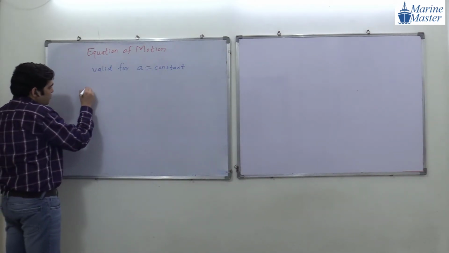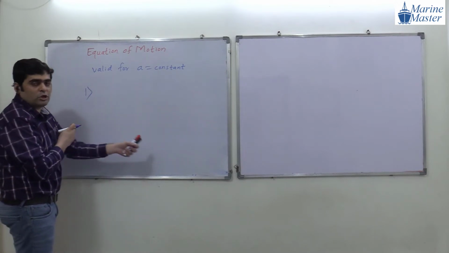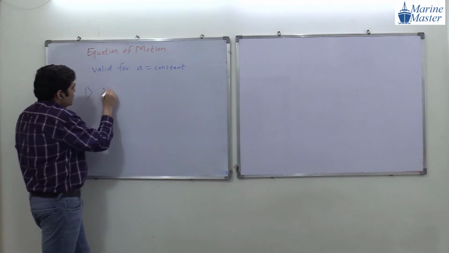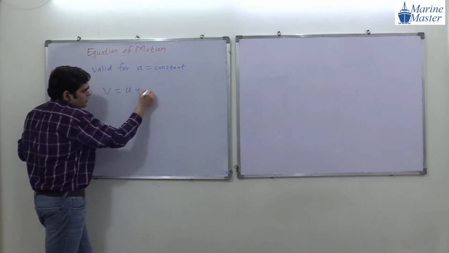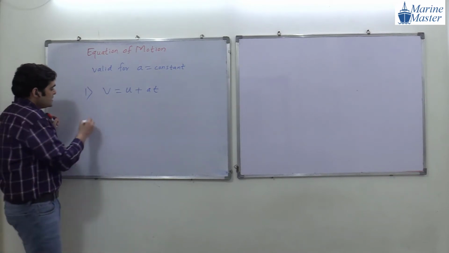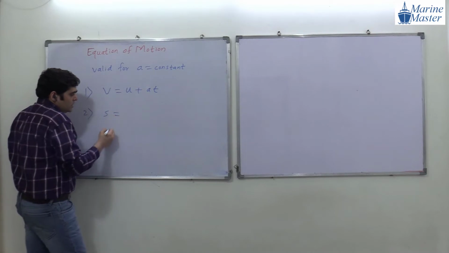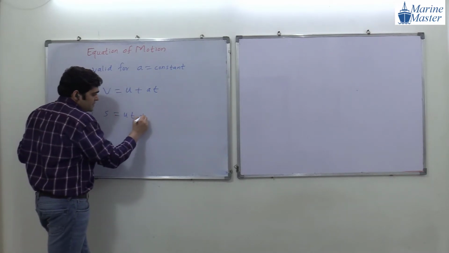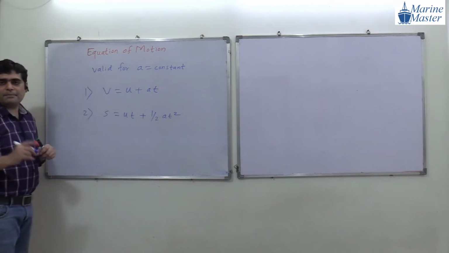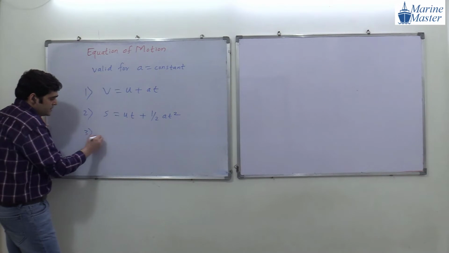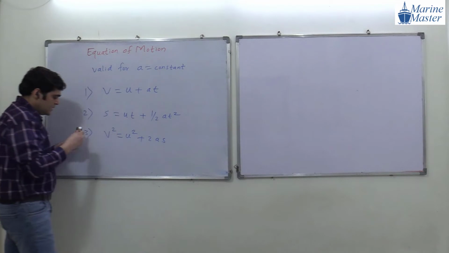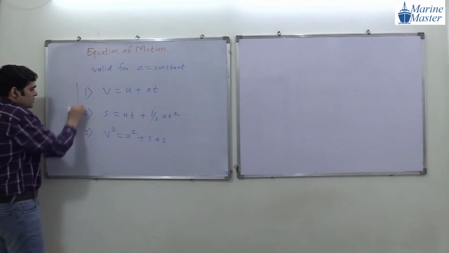So the first equation of motion is V is equal to u plus at. V means final velocity, u means initial velocity. The second equation: S is equal to ut plus half at square. And the third one is V square is equal to u square plus 2as. Everyone please write down this one. This is the equation of motion.